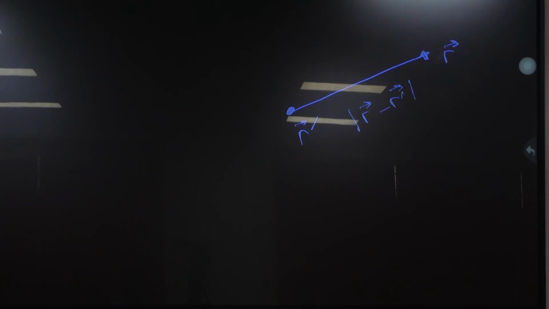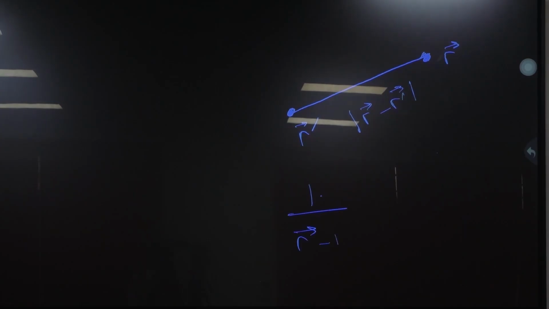If you start from here, what would be the amplitude at this point? Let's say the starting amplitude is 1. What is the amplitude at the point r? Exactly, 1 divided by the magnitude of r minus r prime, right? That's the amplitude. How much phase has it accumulated?